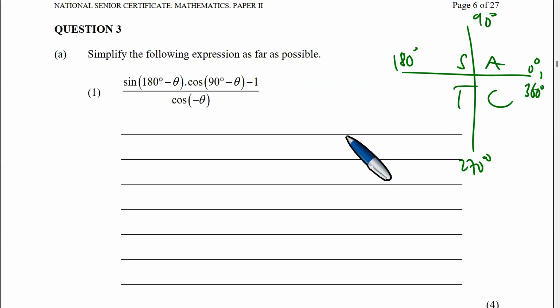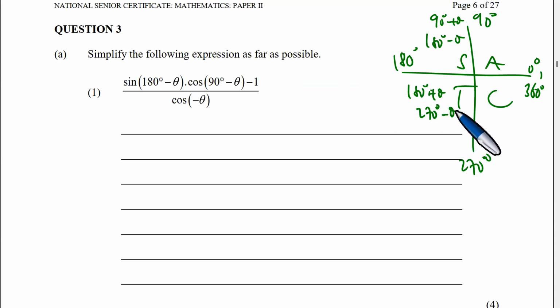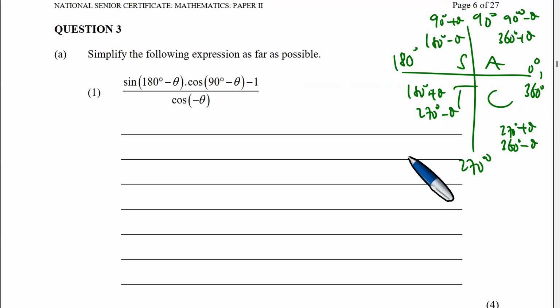When you get to this quadrant here, you have 90 degrees plus theta, because you're going this way towards 180, but also you have 180 degrees minus theta if you go back. So 180 degrees plus theta, 270 degrees minus theta, 270 degrees plus theta, 360 degrees minus theta, 360 degrees plus theta, 90 degrees minus theta. This is sort of the calculation I'm going to have.